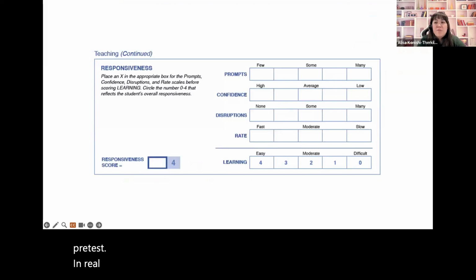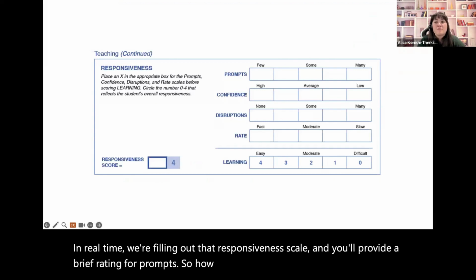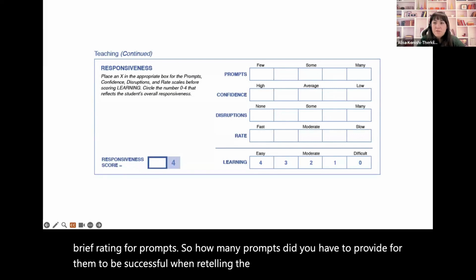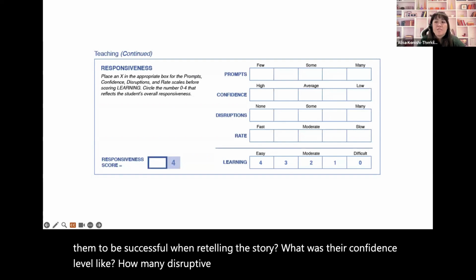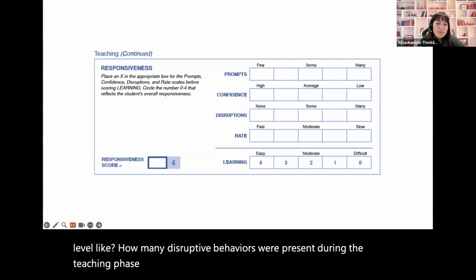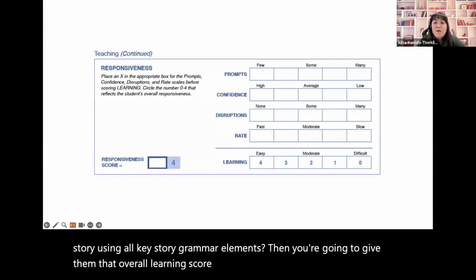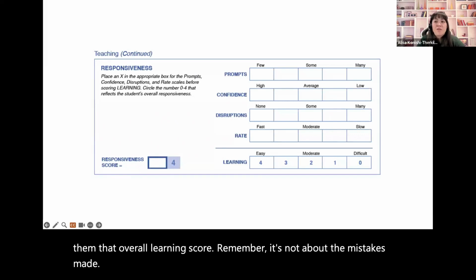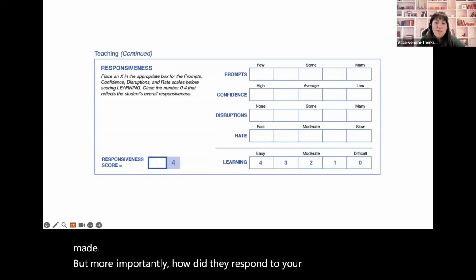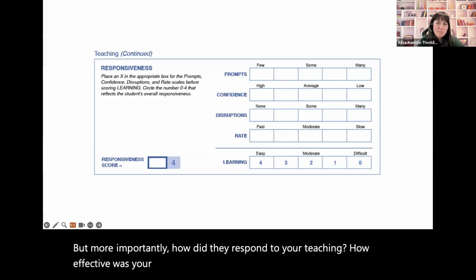In real time, we're filling out that responsiveness scale, and you'll provide a brief rating for prompts. So how many prompts did you have to provide for them to be successful when retelling the story? What was their confidence level like? How many disruptive behaviors were present during the teaching phase? And how quickly did they pick up the ability to tell the story using all key story grammar elements? Then you're going to give them that overall learning score. Remember, it's not about the mistakes made, but more importantly, how did they respond to your teaching? How effective was your teaching for them?